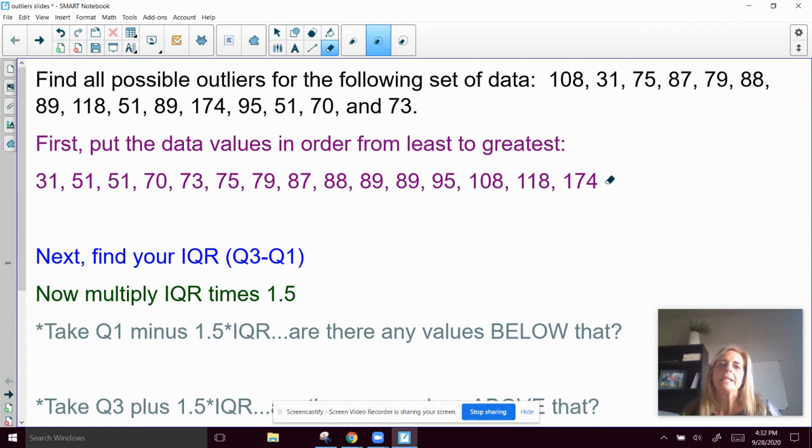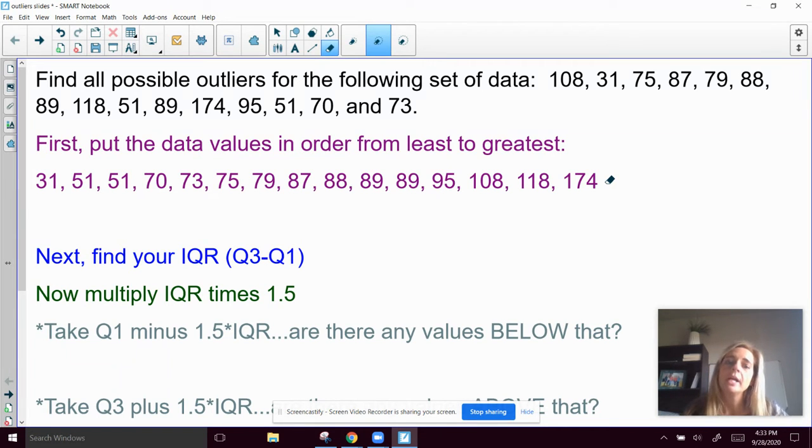Today we're going to determine if values in our data set are what we call outliers. In general, outliers are values that don't really make sense in our data. They might be either too low or too high in comparison to the rest of our data values. A data set may have outliers, it may not. It may have some on the low end, it may have some on the high end.